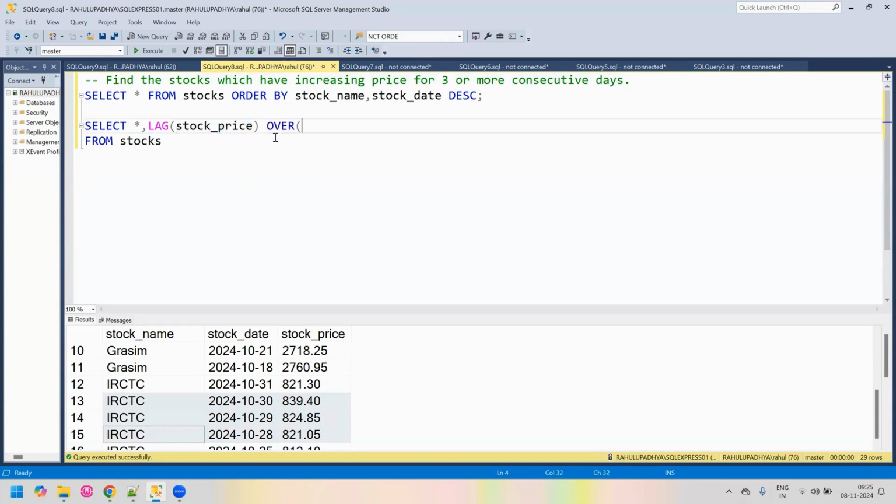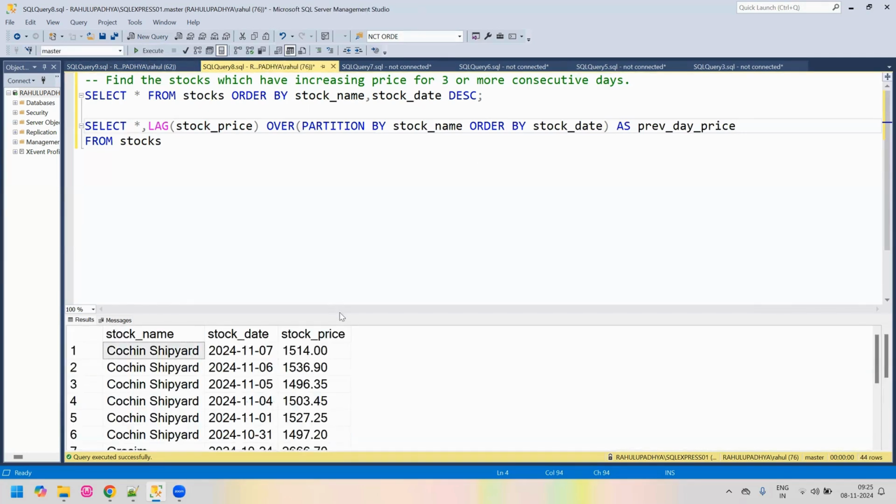And then in the window, that is the over clause, we will specify the grouping. For every stock, there has to be a different grouping. That's why we will specify that in the partition by to group each of the stocks separately. Once we have done this, we have to specify in which ordering the data has to be considered. Here we will specify that order is based on the stock date. And this will be the previous day price. So let's run and see the output.